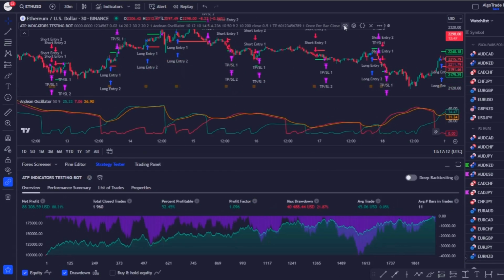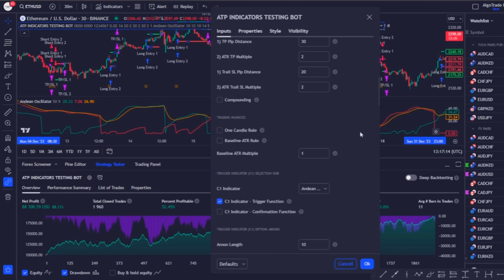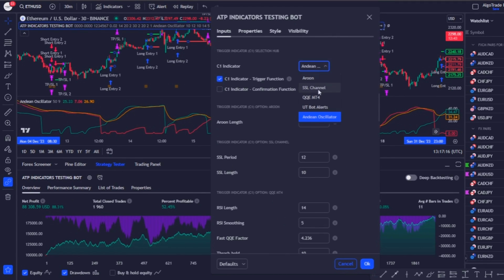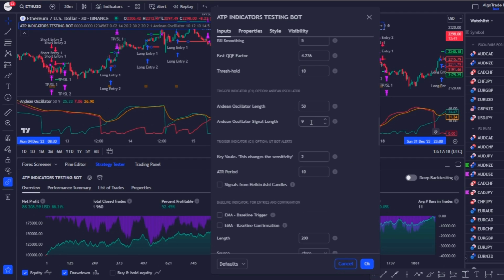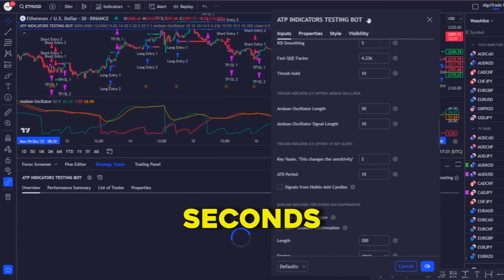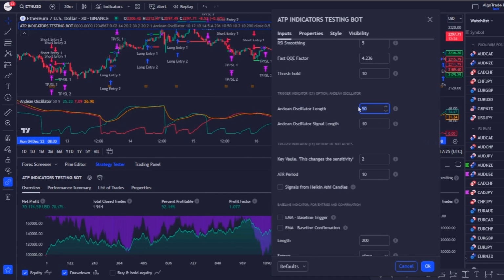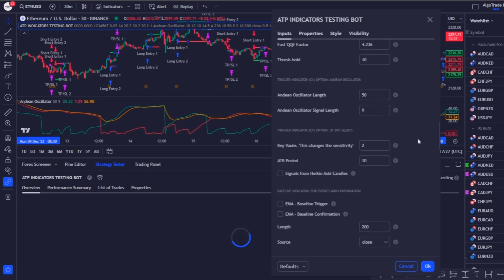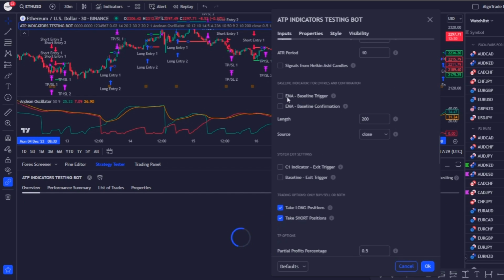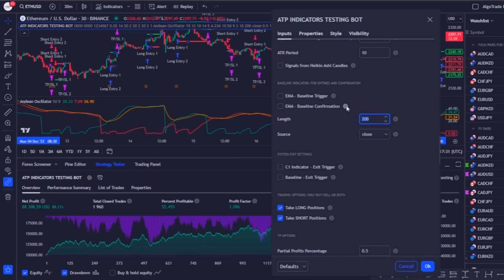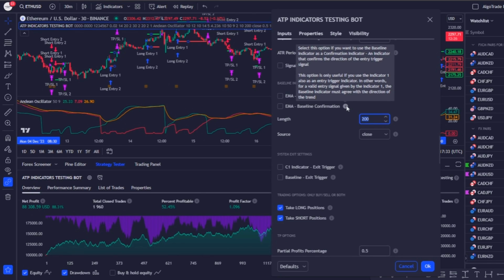After inserting the Andean Oscillator into my trading bot, I can quickly choose it and play with its settings to optimize it, because the bot calculates the results in seconds. But for this backtest I will use the default settings, which are 50 and 9. And you already know that I'm going to use the 200 exponential moving average as a filter indicator, and so I will check this option here.